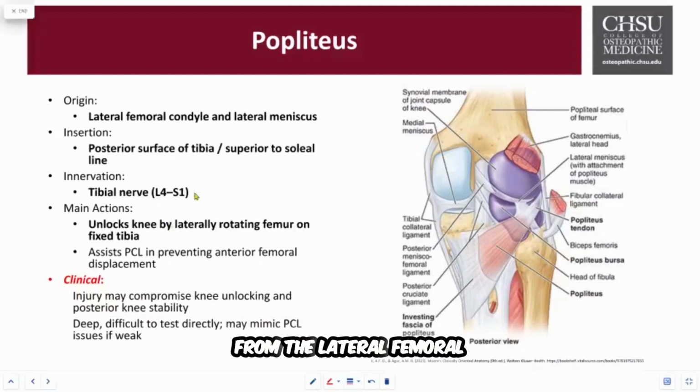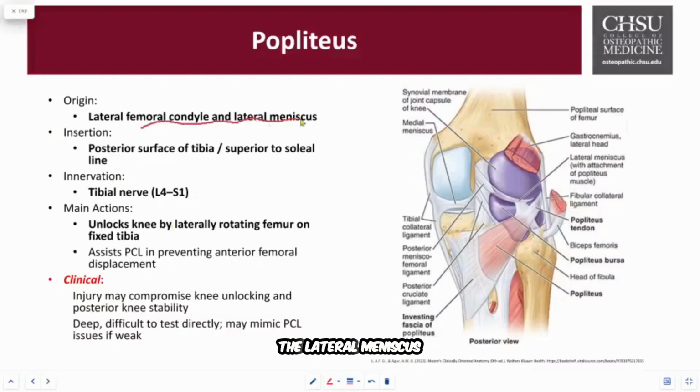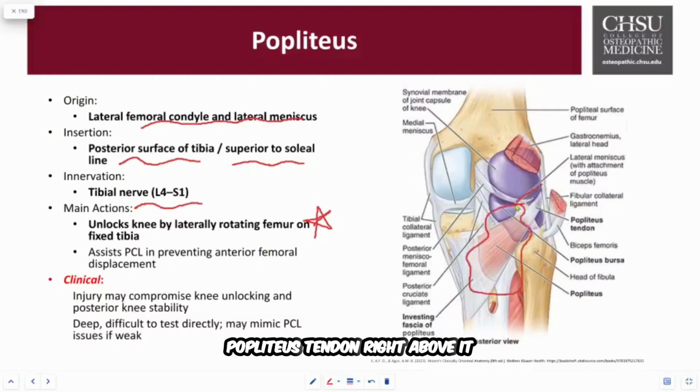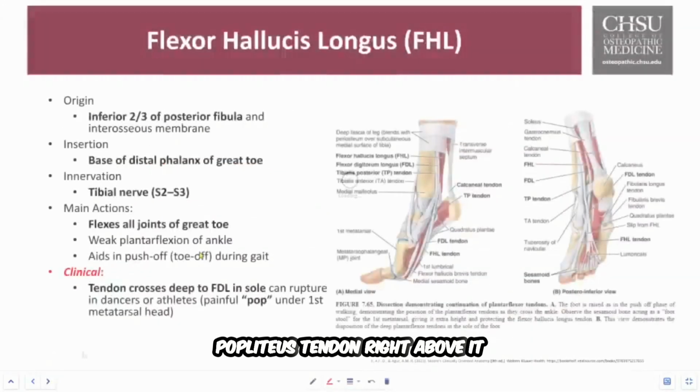So the origin comes from the lateral femoral condyle and parts of the lateral meniscus, inserting onto the posterior surface of the tibia as well as parts of the soleal line. Innervation is the tibial nerve, L4 to S1, and the key action is unlocking the knee by laterally rotating the femur on the fixed tibia. Here is a visual showing you the popliteus muscle, right here, with the popliteus tendon right above it.